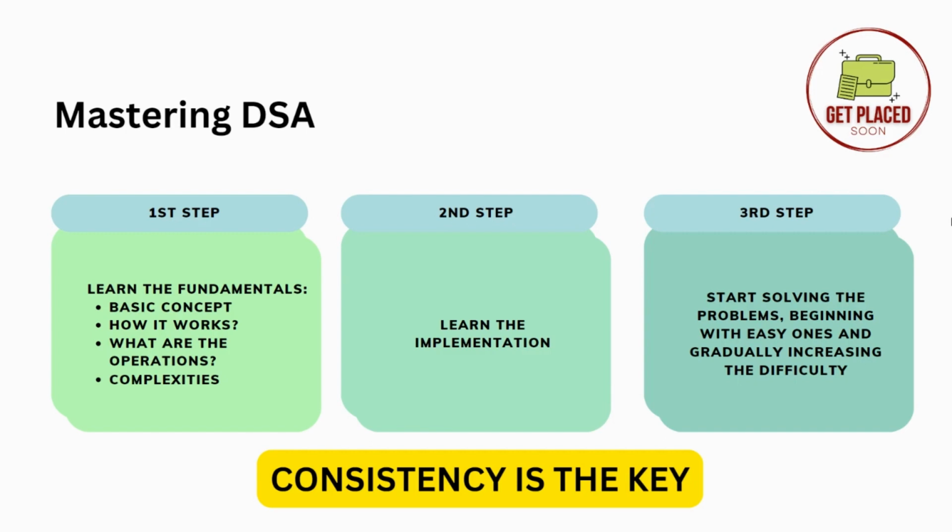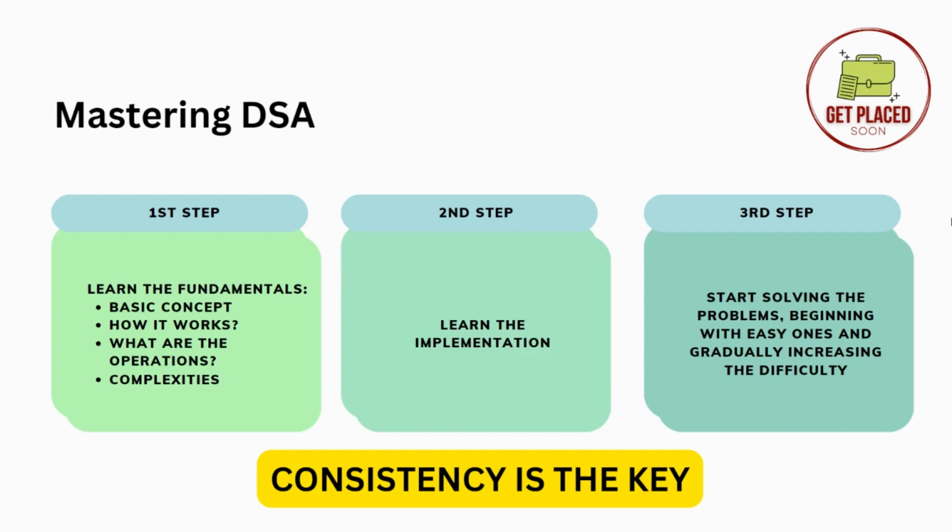Moving ahead, the third and the most important step: start solving problems, beginning with the easy ones, slowly increasing the difficulty. And where to solve the problems? You have many websites for it for free, like GeeksforGeeks, Coding Ninjas, LeetCode, and many more. You can choose any one of the websites, go to the data structure, and start solving the problems from easy level. Similarly, do these three steps for each and every data structure and algorithm, and I'm sure you will master it.